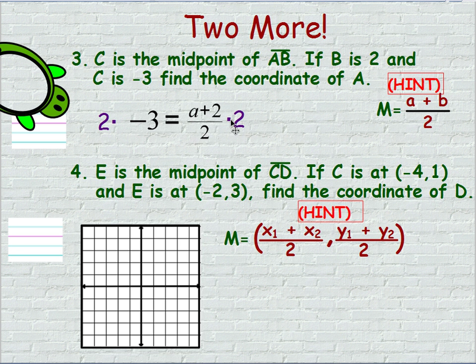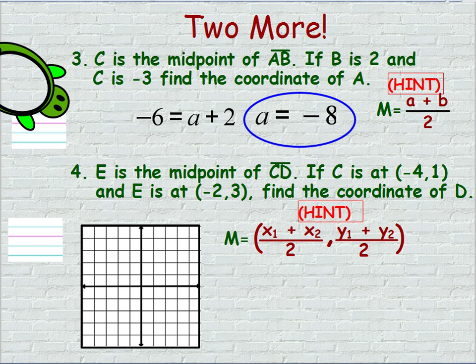On the right-hand side of my equation, those 2's are going to cancel. And on my left-hand side of the equation, 2 times -3 equals -6. Then I simply subtract 2 from both sides, and I get A is equal to -8. And the coordinate of A is at -8 on my number line.